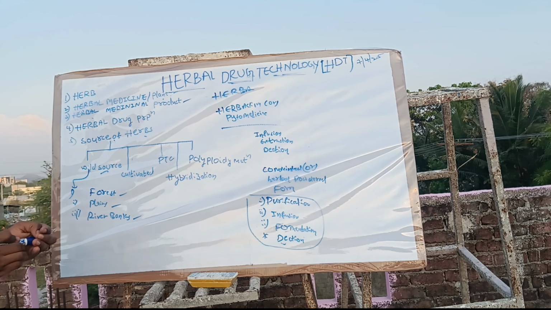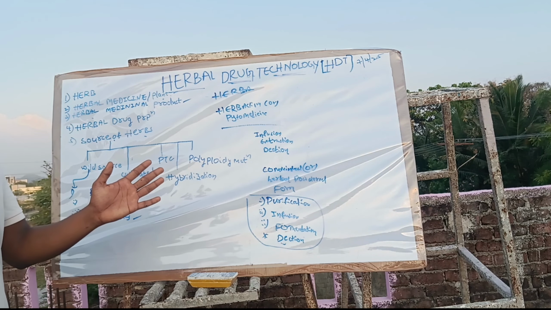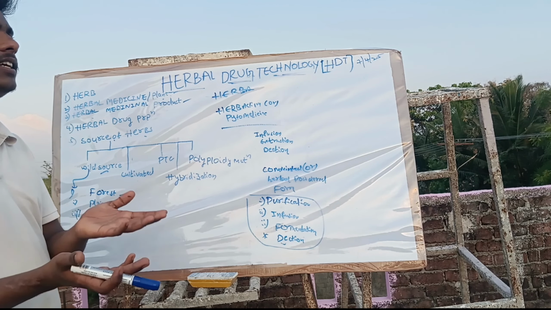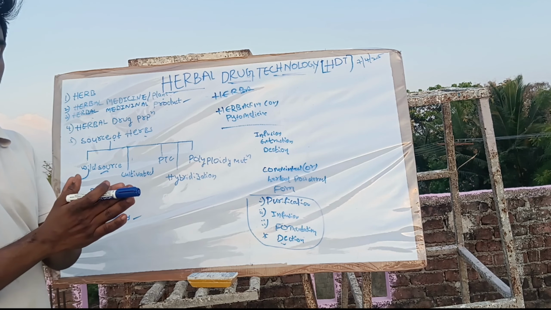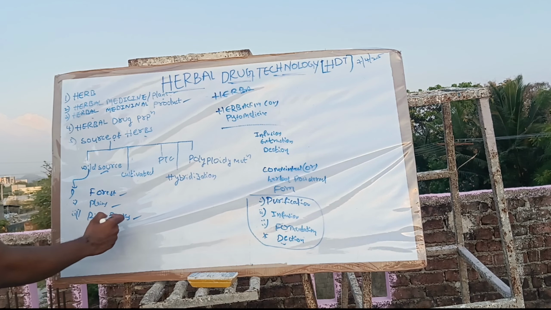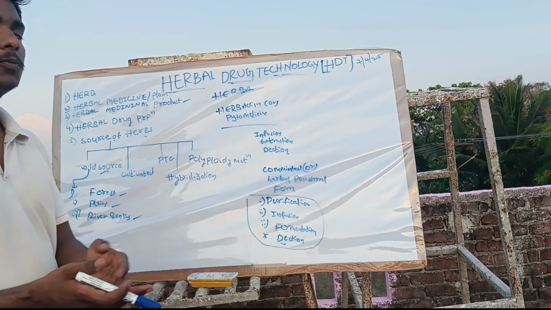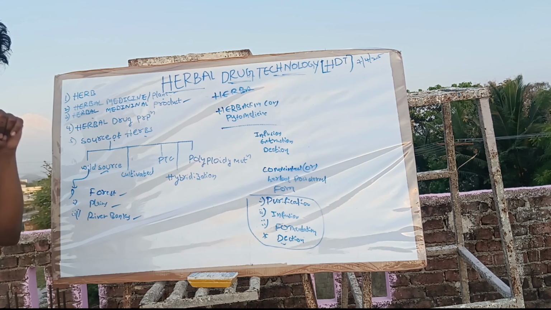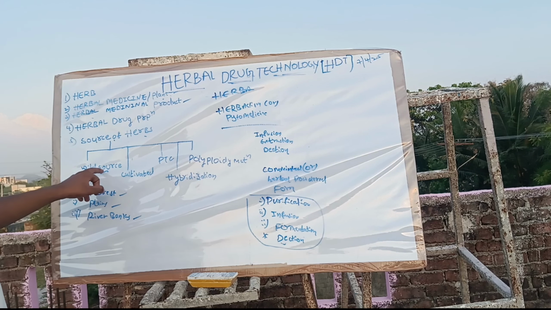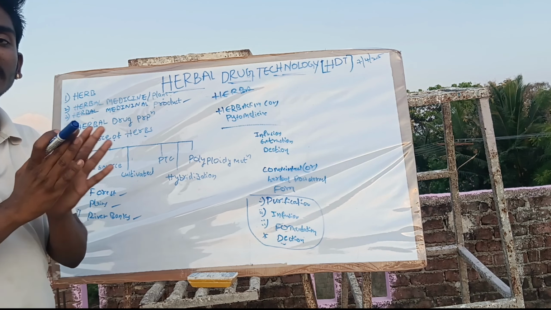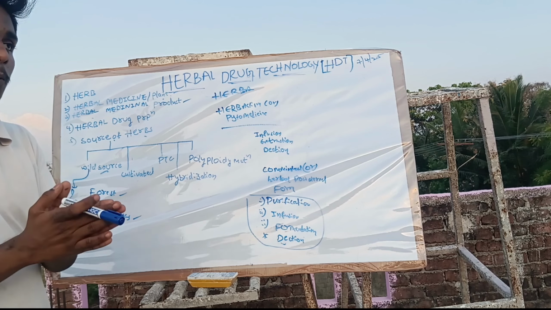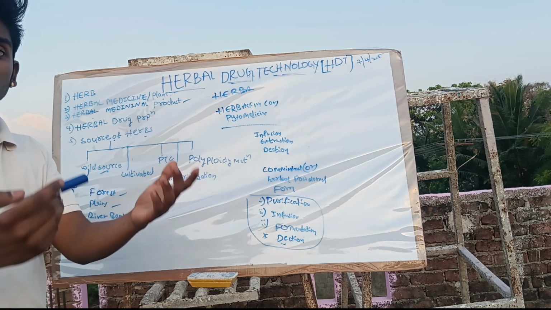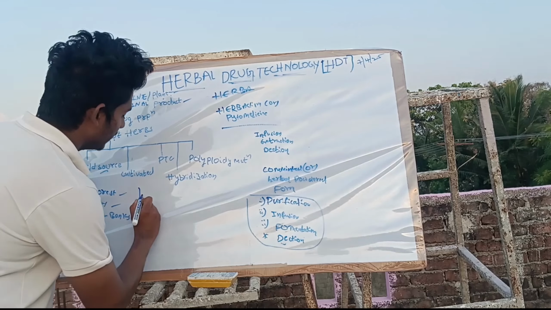Forest means where a huge number of plants grow. Plains is nothing but an open area where plants are able to grow easily. In river banks, mostly mangrove trees grow, and a few other plants are also grown near the river banks. The specialty of these wild resources is that they do not require any human care, and they produce different varieties.